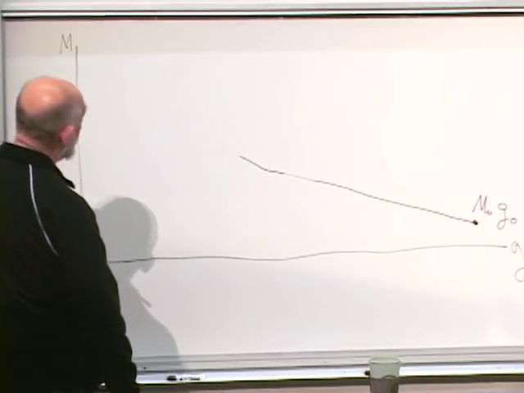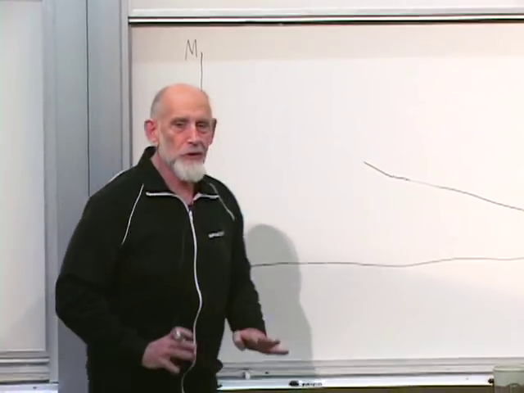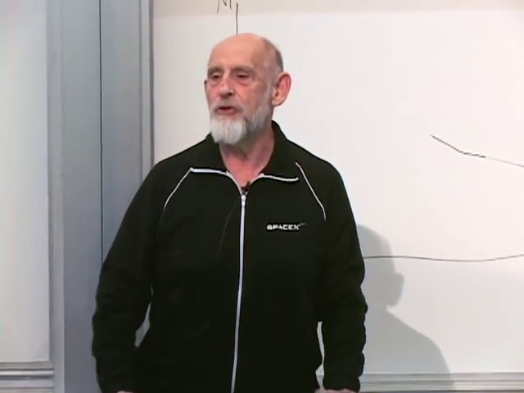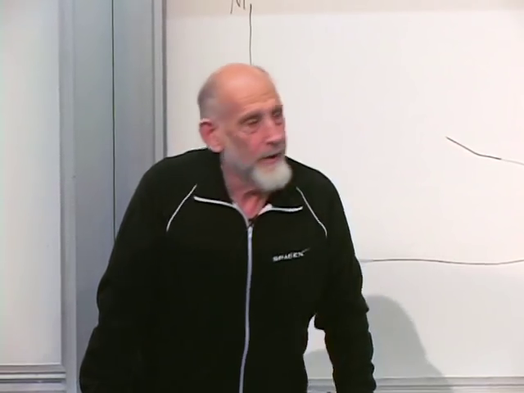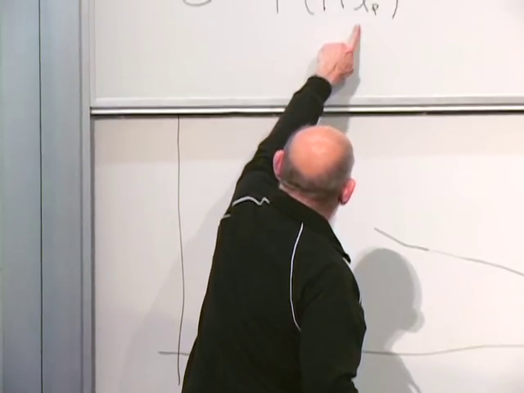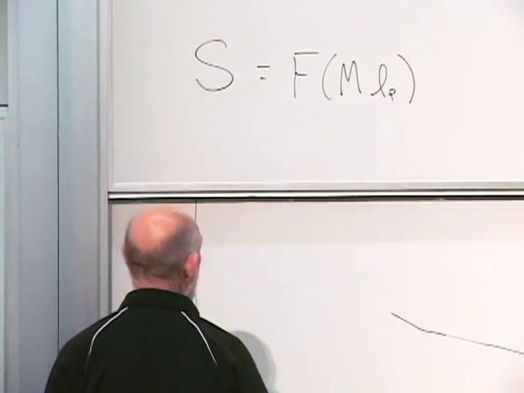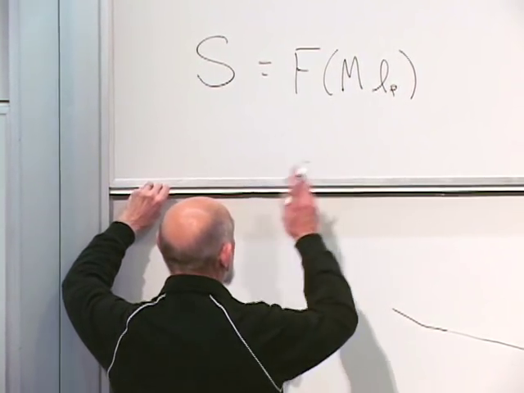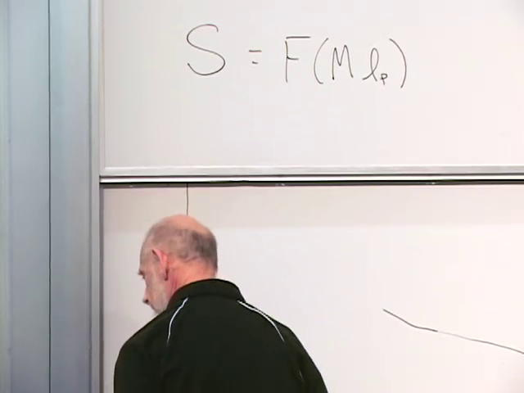And how does it increase? Well, if you do it slowly, the entropy doesn't change. All right? But the entropy is only a function of mass times L Planck. Mass times L Planck. Oh, let's write that another way.